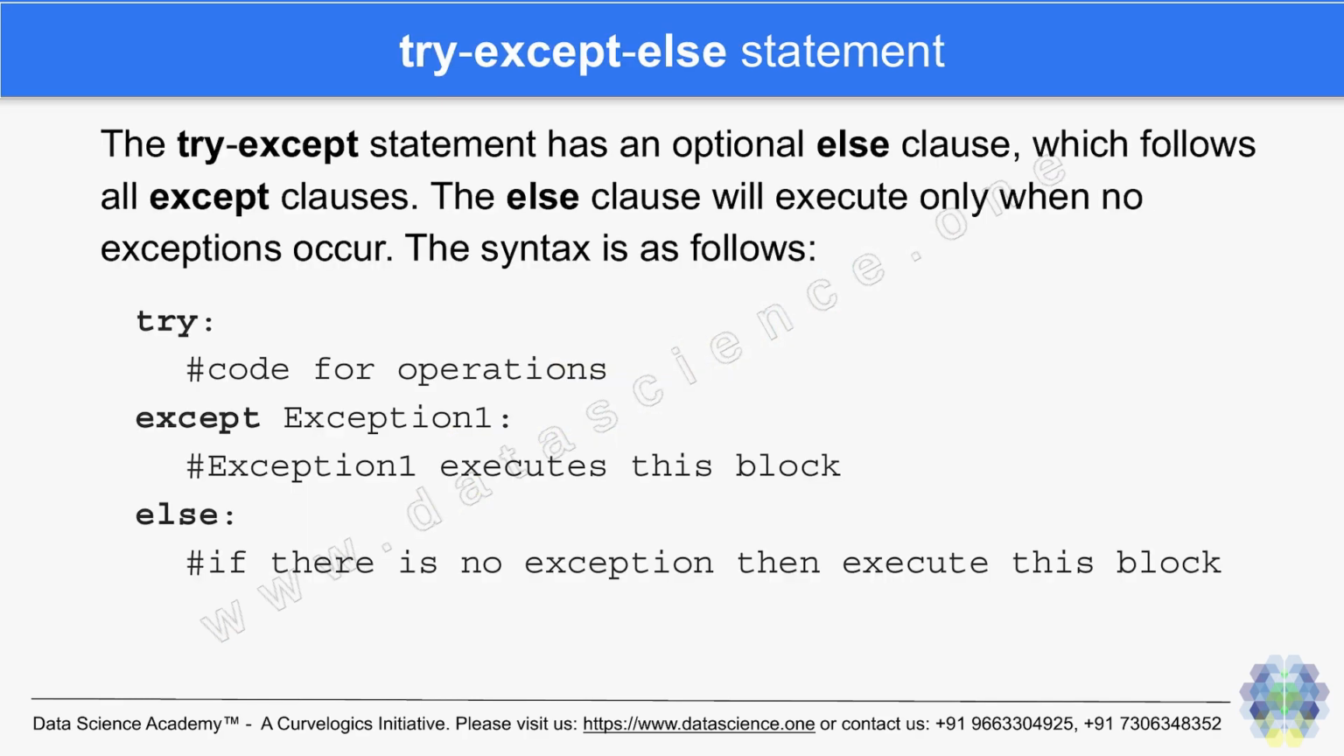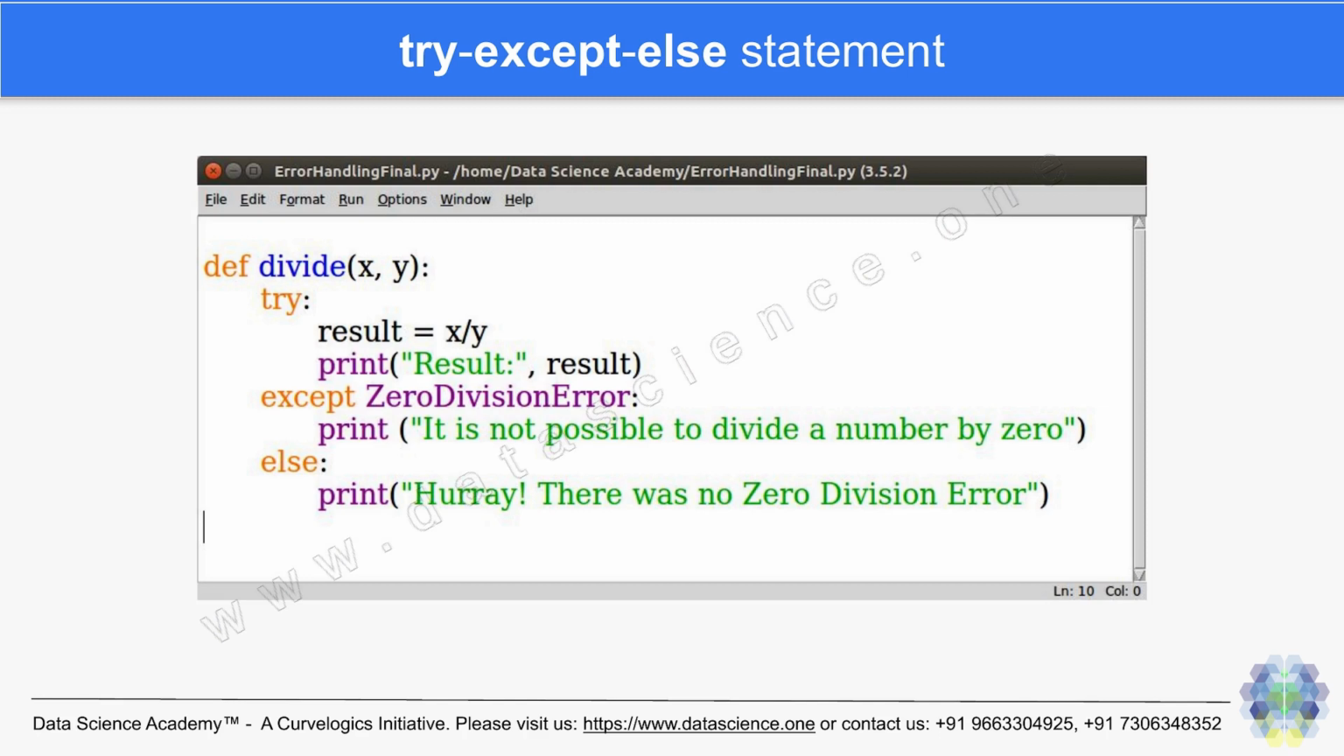The try-except statement has an optional else clause, which follows all the except clauses. The else clause will execute only when no exceptions occur. The syntax is as follows. We create a script to divide two numbers. We add an else clause after the try-except statement. This else clause is executed only when the try-except statement runs without an error.